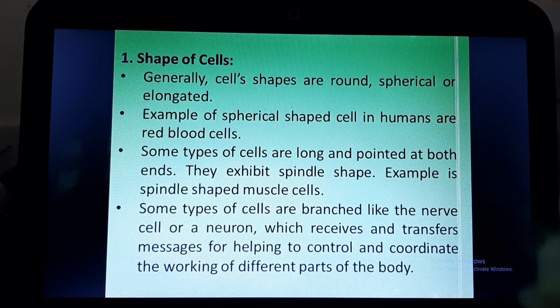We generally call it the brain cell. These neurons receive and transfer messages, helping to control and coordinate the working of different parts of the body, between the different parts of the body and the brain.